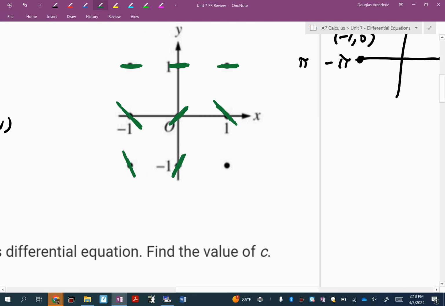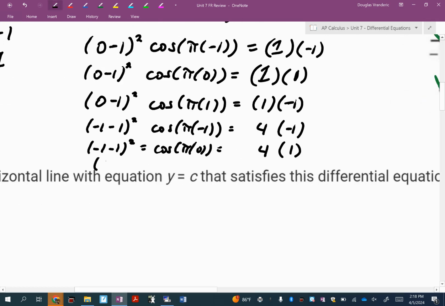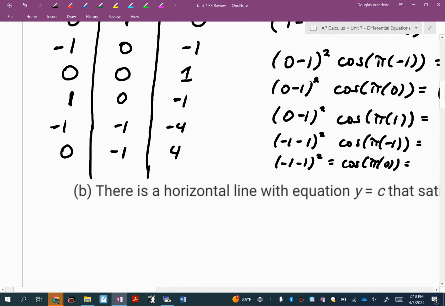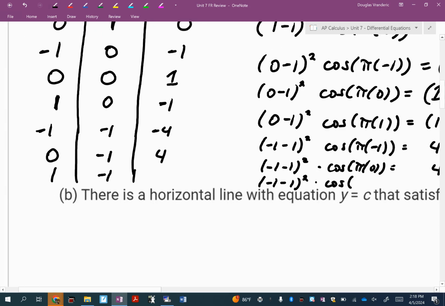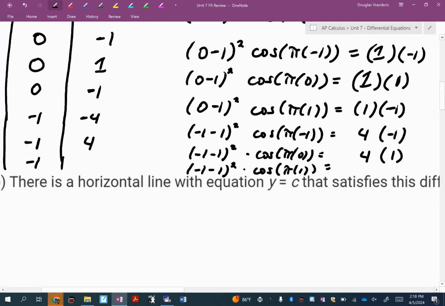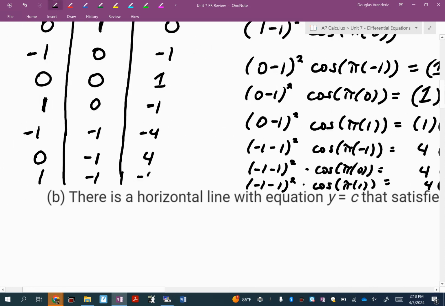And last but not least, we have 1, comma, negative 1. Would I say 1, negative 1? Yeah. All right. So negative 1 minus 1. Oh, why did I put equals there? Sorry, guys. Cosine of 1. All right, so that's going to be 4 again. And what's the cosine of pi? Negative 1. So this slope is another steep negative slope.